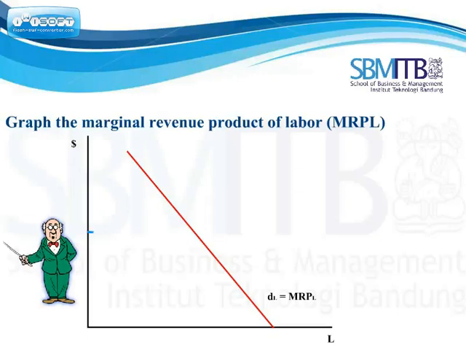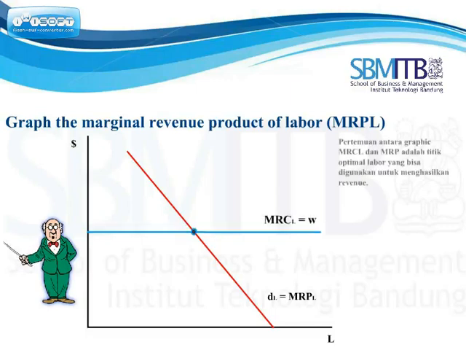This line reflects the extra revenue generated by use of an additional unit of labor, which is called the marginal revenue product of labor. This equals the marginal product of labor times the marginal revenue from the sales of the extra output produced.